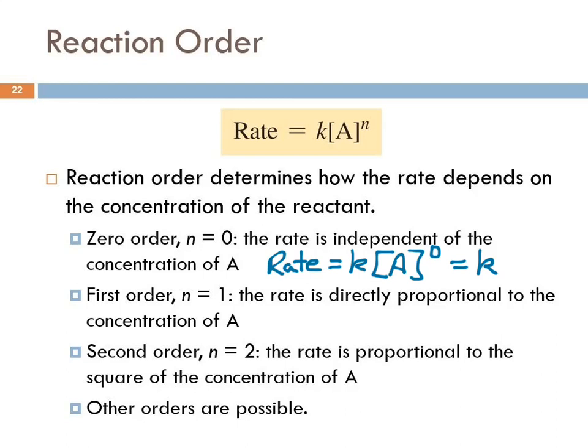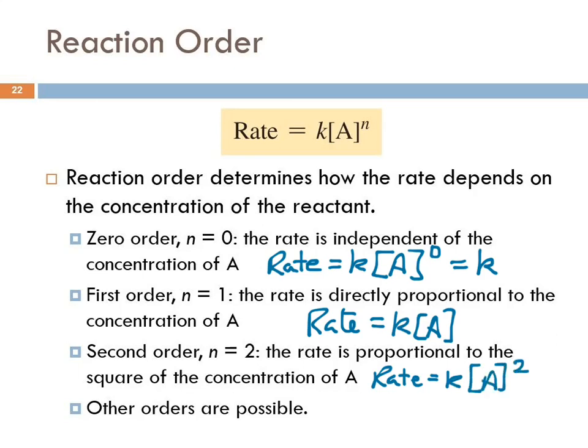So in a zero order reaction, the rate of the reaction does not depend on the concentration of the reactants at all. In a first order reaction, n equals 1, and the rate will be directly proportional to the concentration of A. So that ends up being a constant k times the concentration. Second order is proportional to the concentration squared, so it is more dependent on the concentration. And there are other orders that are possible. You can have a 1/2 order or 1.5, but these are the most common ones.